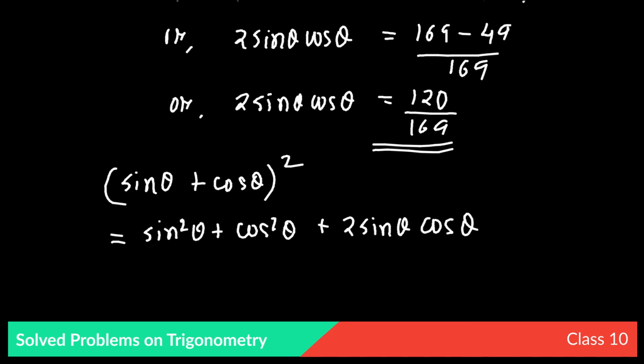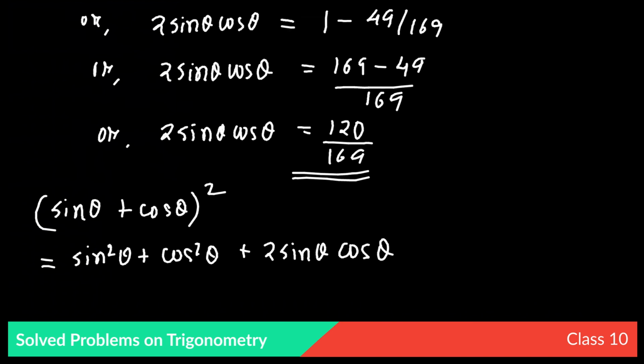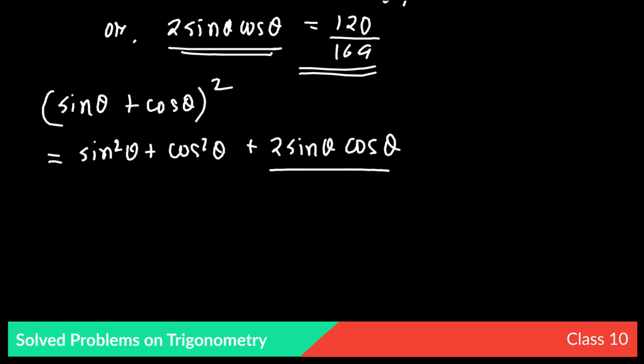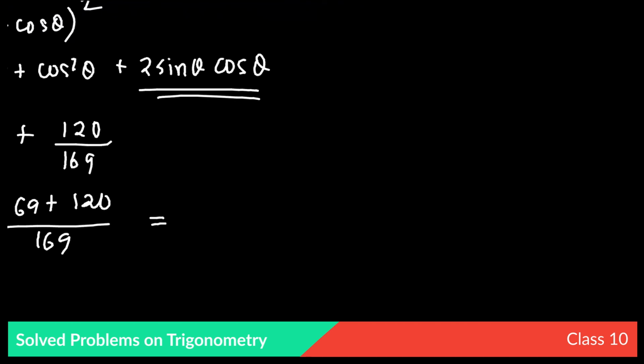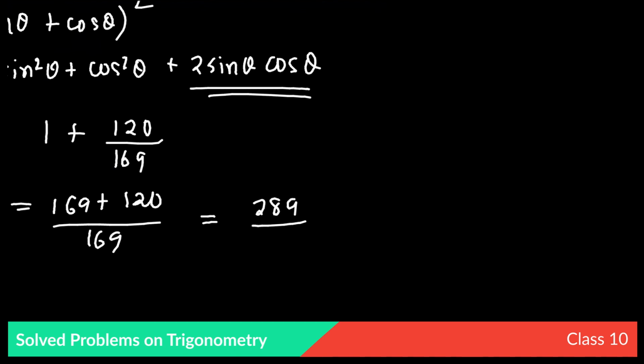Now, from the expression given in the question, sine theta minus cos theta equals 7 by 13, we have arrived at the result that 2 sine theta cos theta equals 120 by 169. So in place of 2 sine theta cos theta, we will replace the value 120 by 169. So sine theta plus cos theta whole square means 1 plus 120 by 169. Taking the LCM, it is 169 plus 120 over 169, which is 289 by 169.